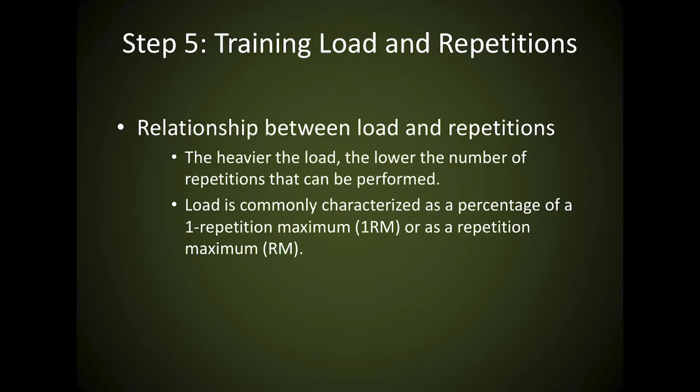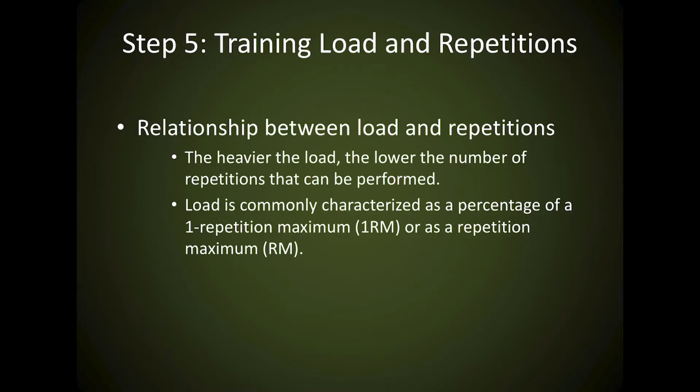All right, step number 5, training load and repetitions. So we're looking at the relationship between load and the repetitions. So the heavier the load, obviously the lower number of repetitions that can be performed. That's just based upon simple structural mechanics of the muscles and physiology. So the load that's commonly characterized as percentage of one repetition maximum, or could be a repetition maximum, could be multiple repetitions, could be the amount of repetitions somebody can perform 10 times, or the 10 repetition maximum. So the amount of weight someone can perform 10 times, and 10 times being that on the 10th rep, that is it. You can't go an 11th rep.